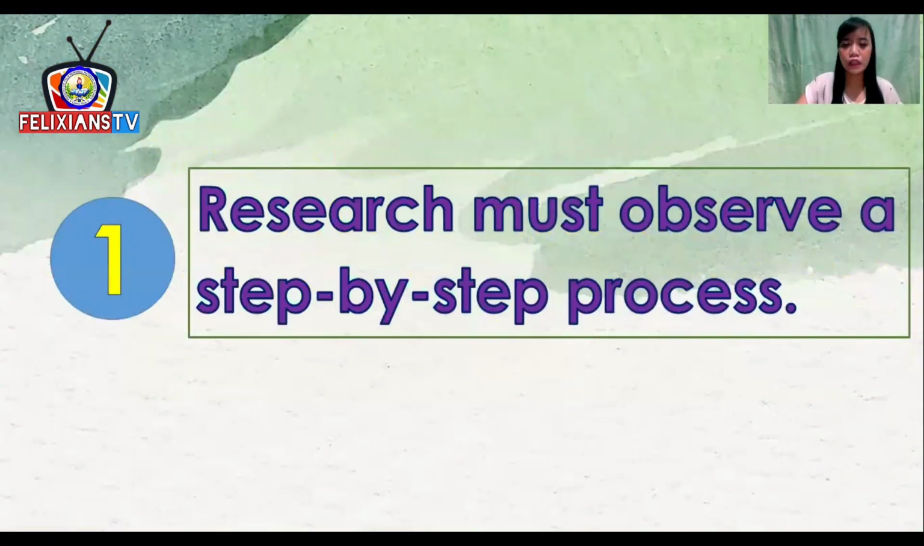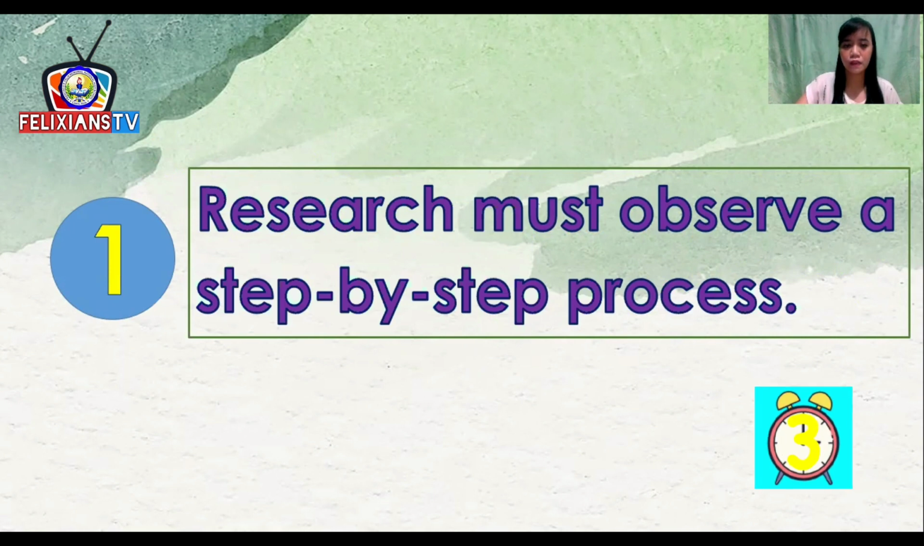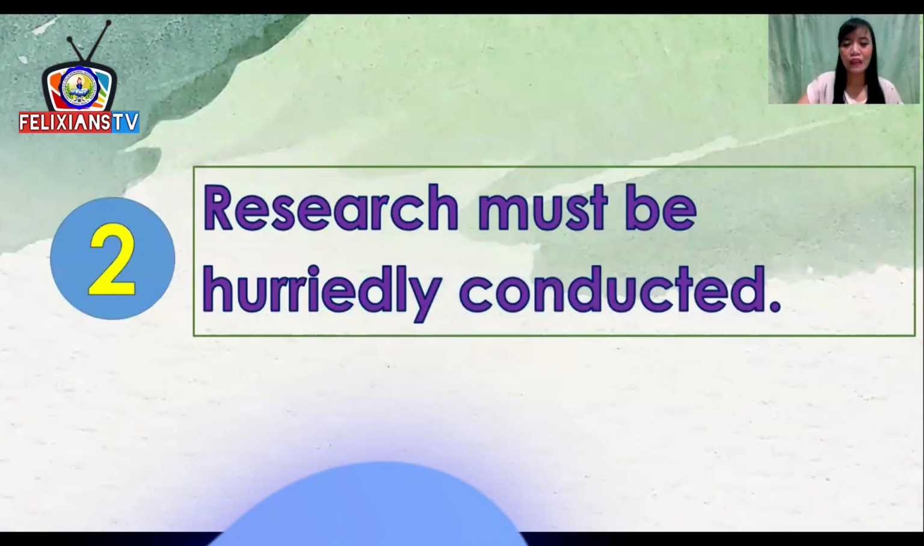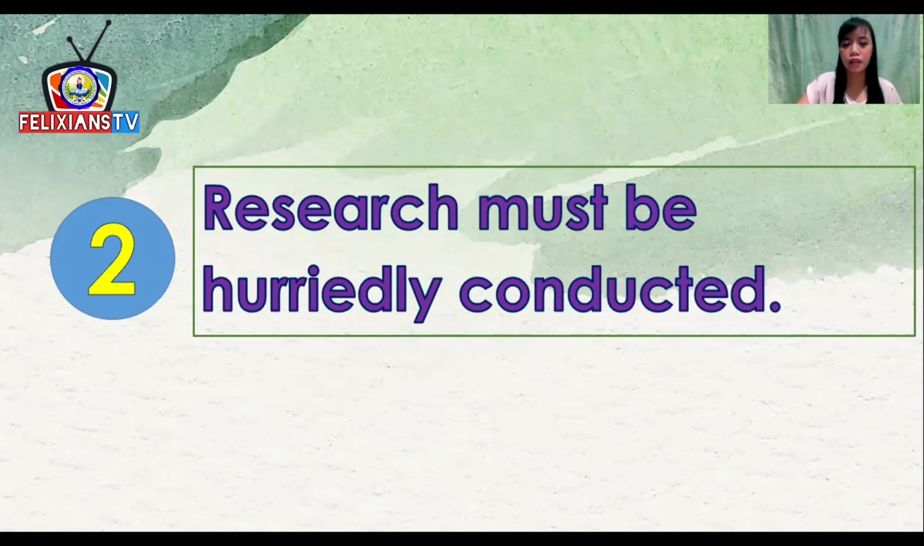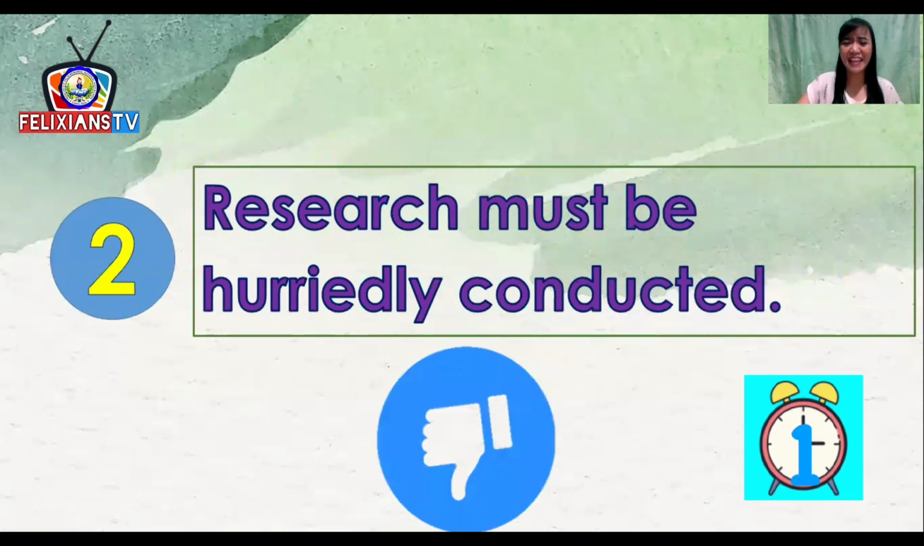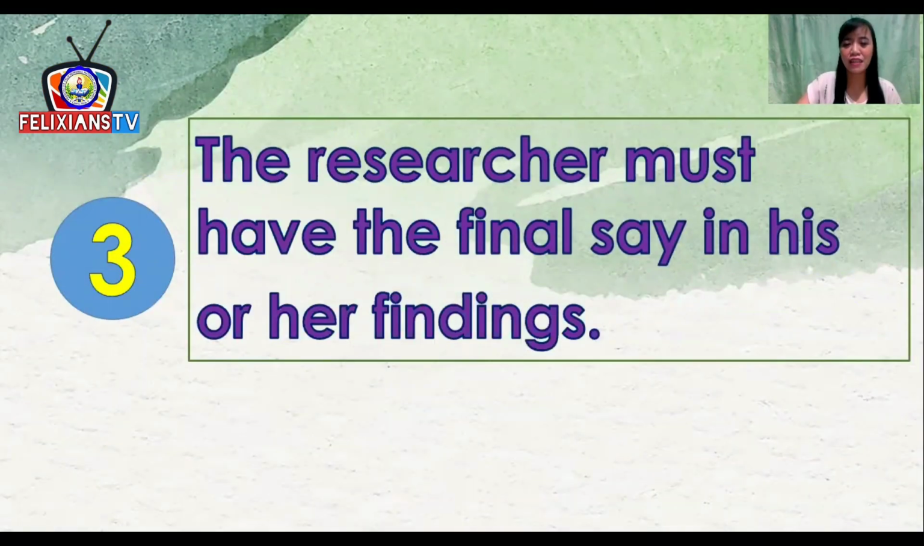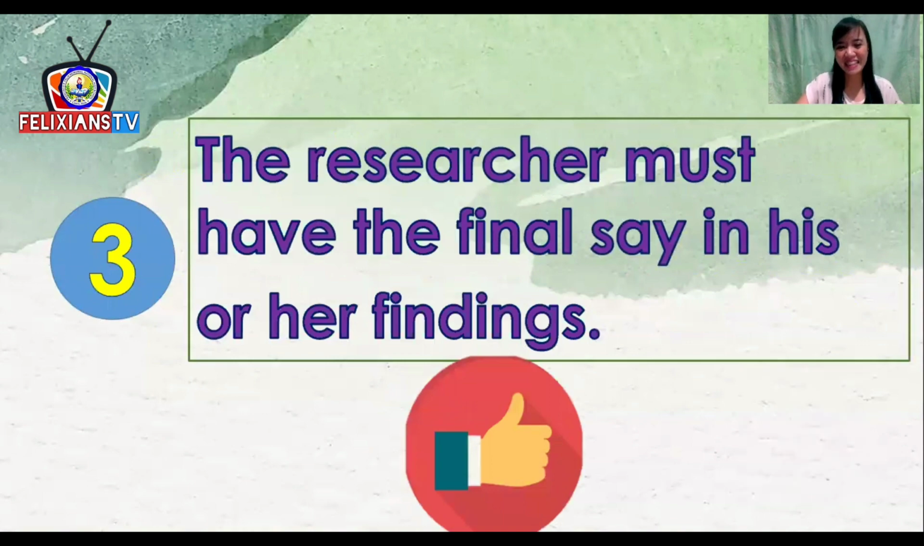Number 1. Research must observe a step-by-step process. The correct answer is like. Number 2. Research must be hurriedly conducted. The correct answer is dislike. Number 3. The researcher must have the final say in his or her findings. The correct answer is like.